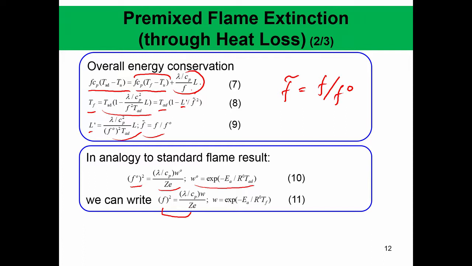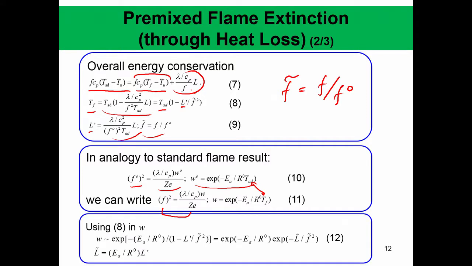So we will see F square is equal to lambda by Cp times W, but not W0 by Zeldovich number, whereas now W is essentially represented by e to the power of minus Ea by R0 times Tf. You see that is the temperature. So we say that the burning flux is only responding to the temperature, because that is the most important factor that controls the burning flux.